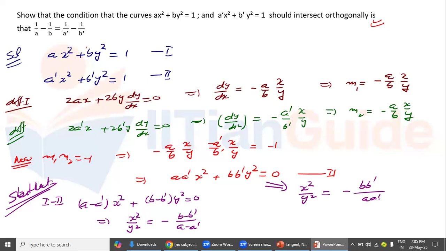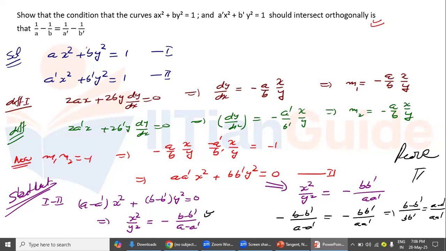Okay, now proceed. X square upon y square is here, and x square upon y square, I got this too. I am going to equate them. So minus of (b minus b dash) divided by (a minus a dash) is equal to minus b dash divided by a dash. Now we have got the answer. Just cross multiply and write the answer. Minus minus will become plus, b minus b dash divided by b dash equals a minus a dash divided by a dash. Split into parts and get the answer. And it is proved. Clear? Clear to everybody?